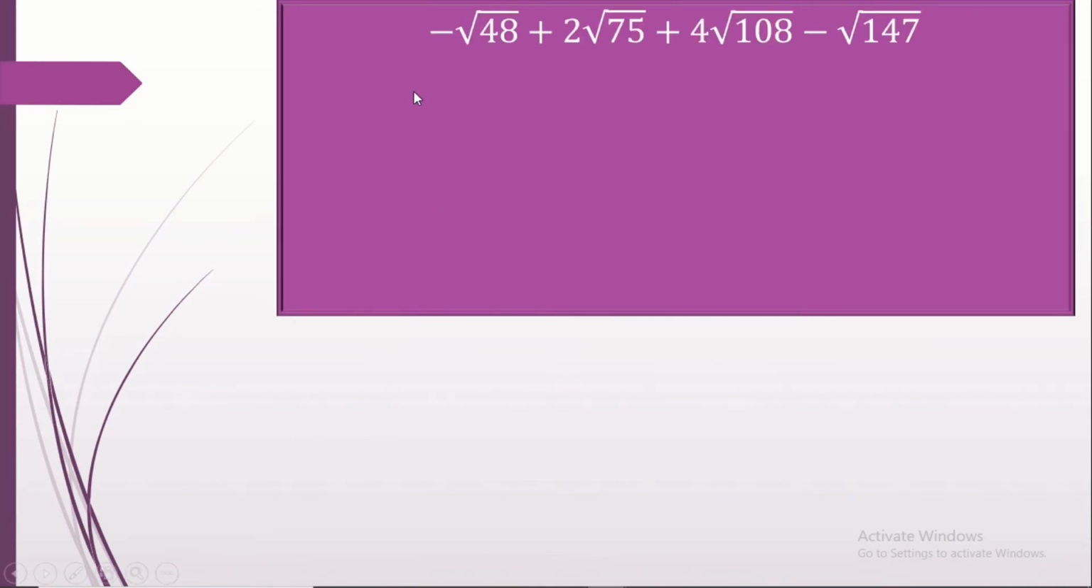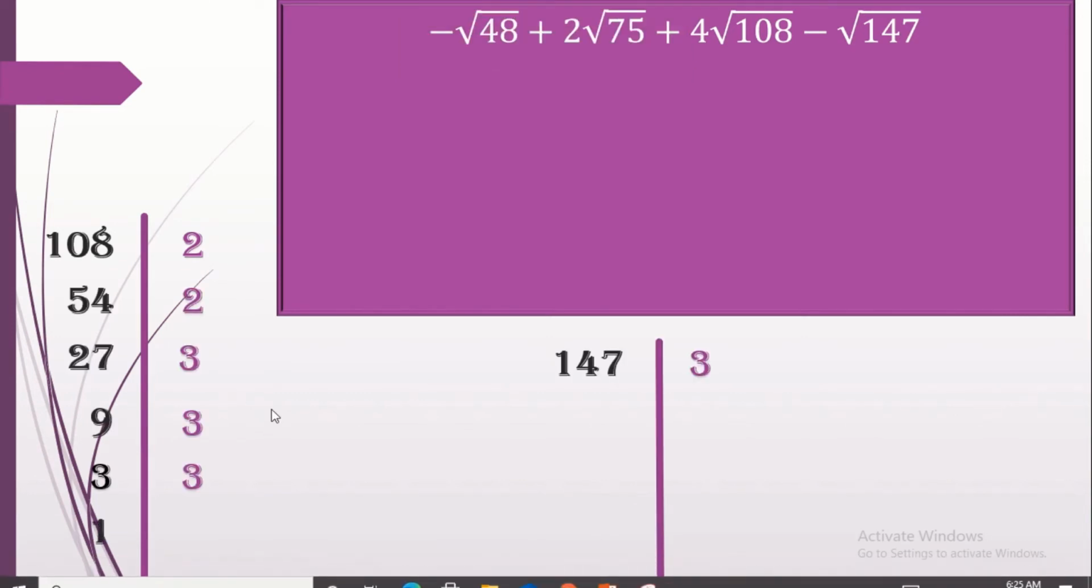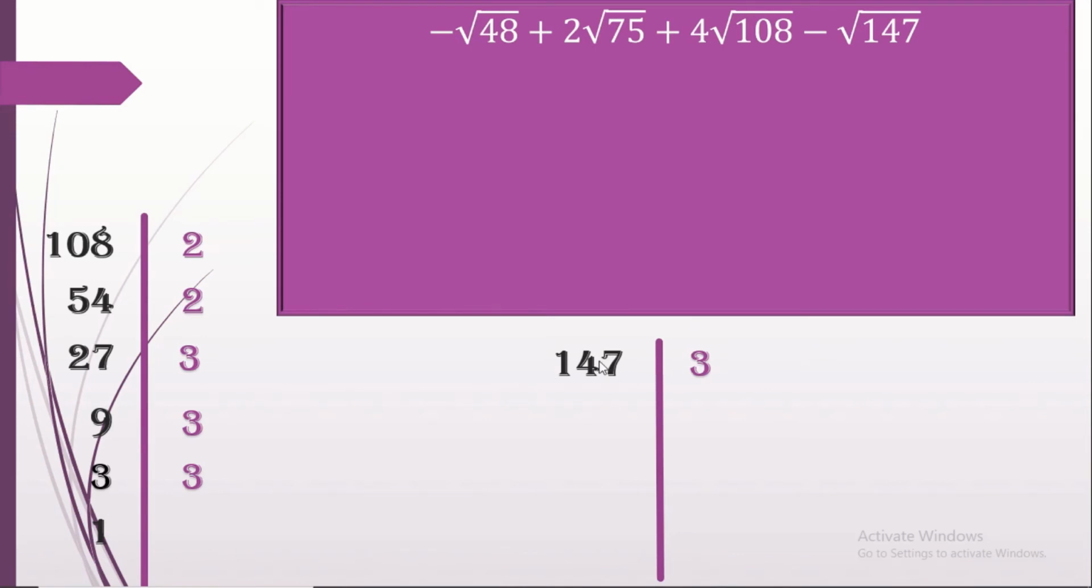Another example: minus radical 48 plus 2 radical 75 plus 4 radical 108 minus radical 147. Well, 108, we can decompose it. We have just solved an example about it. 108 is 2 squared times 3 cubed. Also 147, we can decompose it directly. It's divisible by 3: 1 plus 4 is 5, plus 7 is 12. It's a multiple of 3, so it's divisible by 3. 147 divided by 3 gives us 49. Divided by 7, it gives us 7. Also divided by 7, it gives us 7. So we can write 147 as 3 times 7 squared.